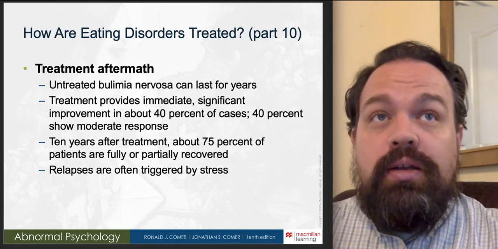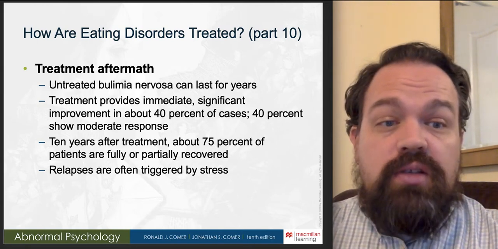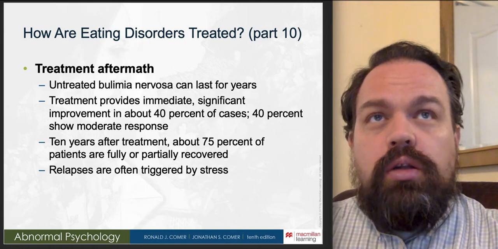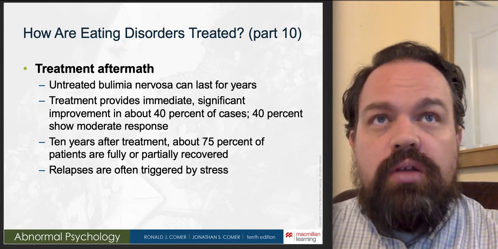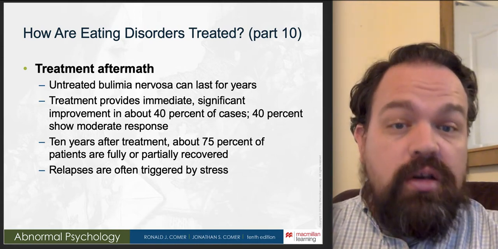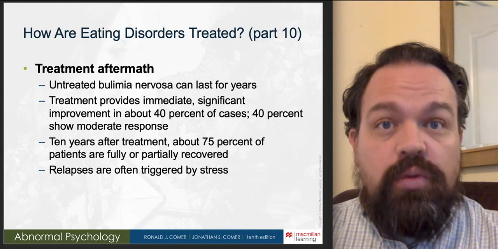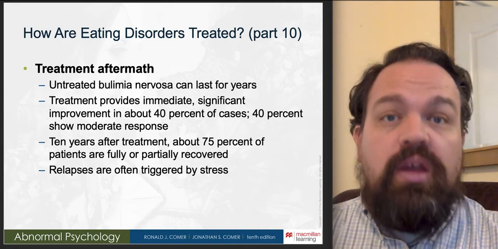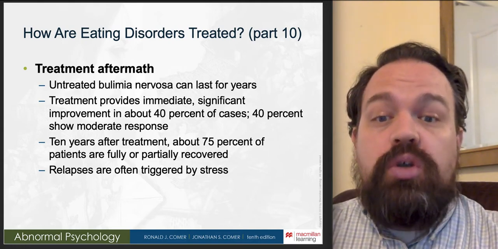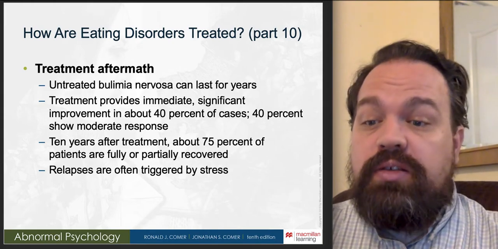One way or the other, it needs to be treated, because if left untreated, bulimia can last for years and even decades and end in a person's death, as I mentioned earlier. The success rates are a little lower here than they are for anorexia, but still significant, where you see improvement in 40% of cases and then a moderate response in another 40% of cases. 10 years after treatment, you've got 75% of people who are either fully recovered or partially recovered, where they have better management of their own eating, even if they may still suffer from some binge and purge episodes, right? And if you do get somebody who relapses, those tend to be triggered by high levels of stress.